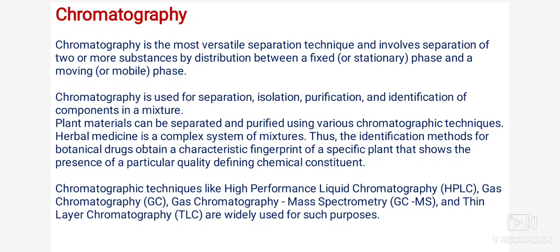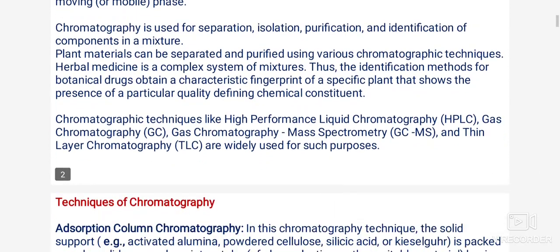Then plant materials can be separated and purified using various chromatographic techniques. Herbal medicine is a complex system of mixtures. Thus, the identification methods for botanical drugs obtain a characteristic fingerprint for a specific plant that shows the presence of a particular quality defining chemical constituent. Chromatographic techniques like high performance liquid chromatography, gas chromatography, gas chromatography plus mass spectrometry, that is GCMS, and thin layer chromatography are widely used for such purposes.